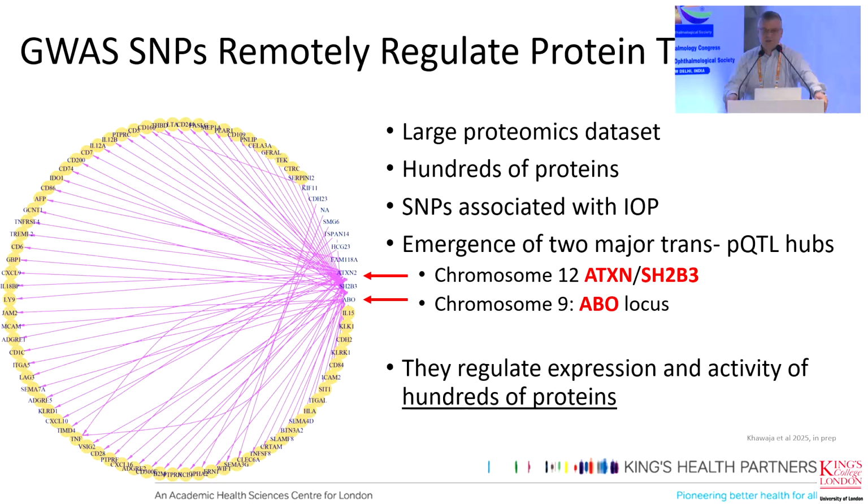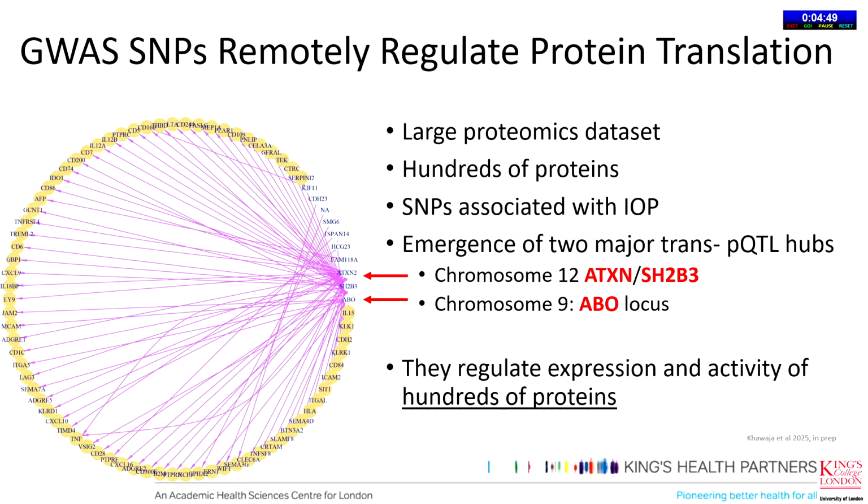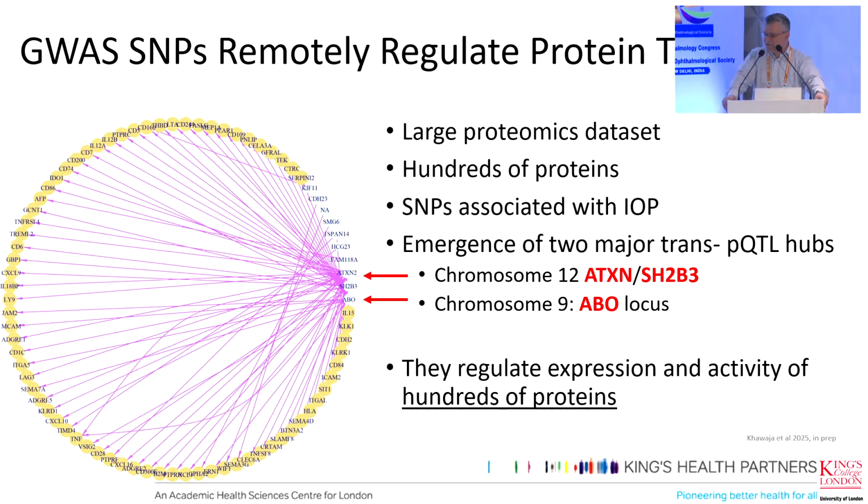To answer this question, we assembled a large data set. No, it's not mistaken. So here we just assembled this large data set, thousands of individuals with both peripheral plasma protein measurements and SNP data.